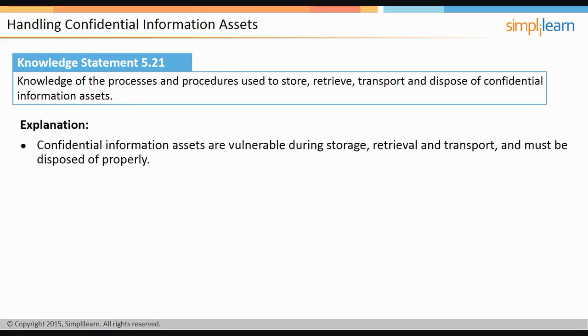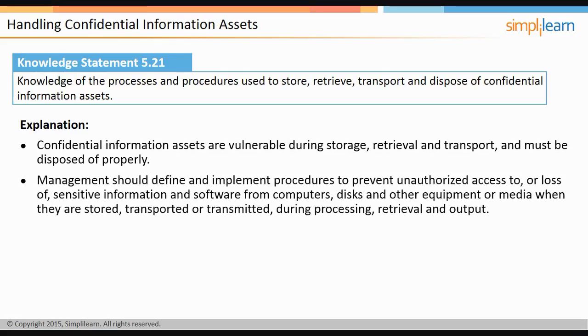Confidential information assets are vulnerable during storage, retrieval, and transport, and must be disposed of properly. Management should define and implement procedures to prevent unauthorized access to or loss of sensitive information and software from computers, disks, and other equipment or media when they are stored, transported, or transmitted during processing, retrieval, and output.